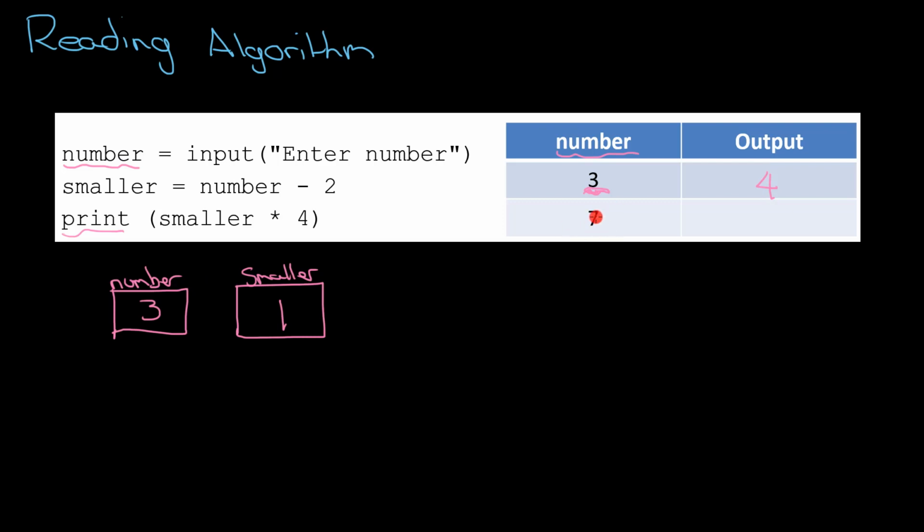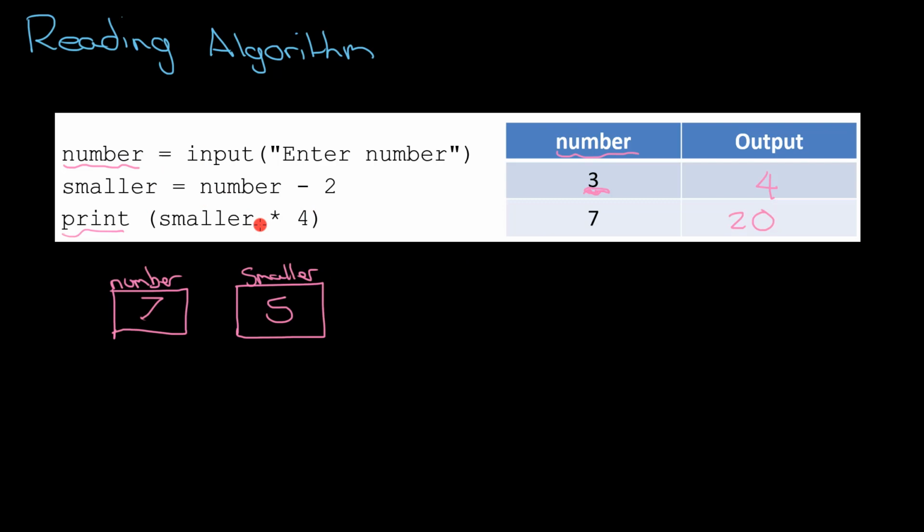Let's see if you can follow along with 7 and see if you can figure it out ahead of me. Okay, we've got the same sort of variables here. So we've got number equals 7. Smaller therefore is going to be 7 minus 2, which is 5, which means we're going to print out the number 20. So far so good.